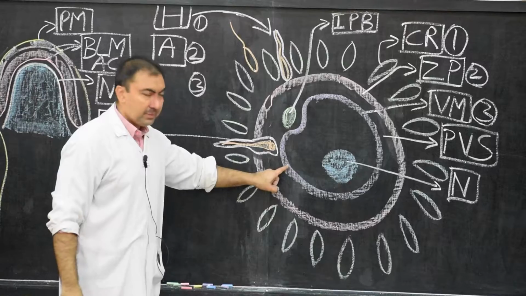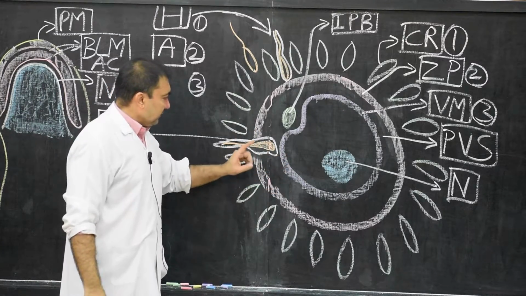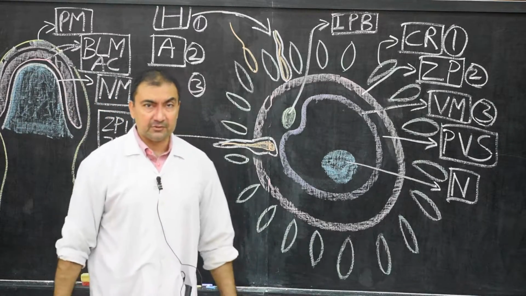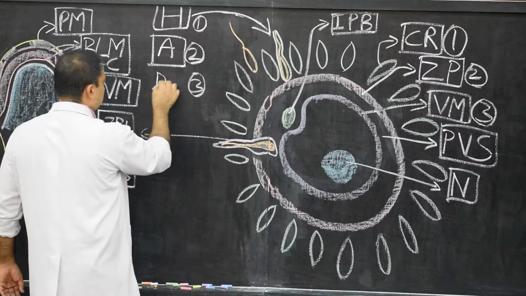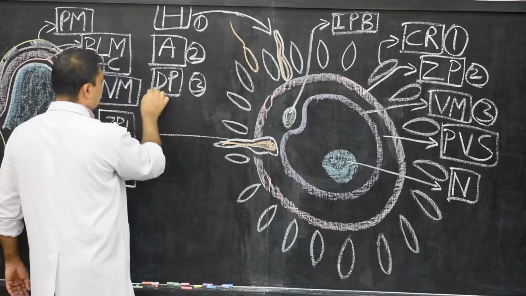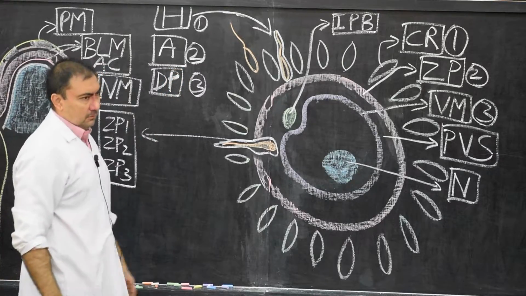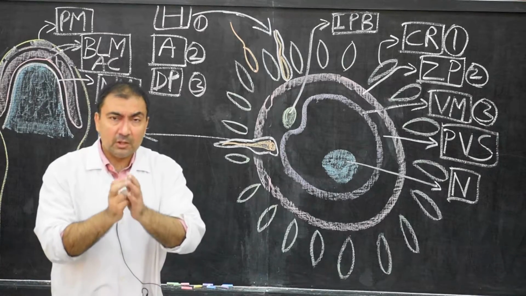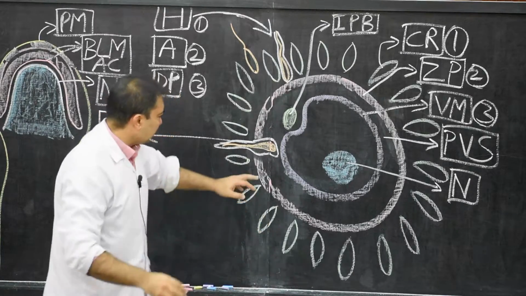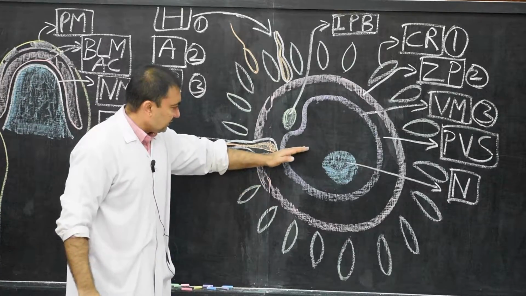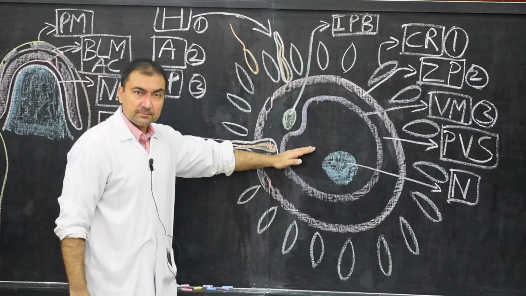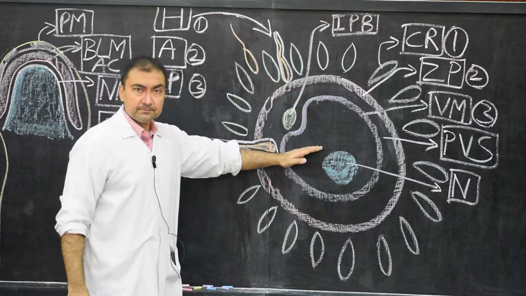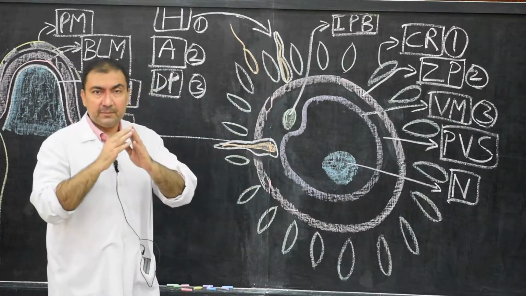In order to perforate the third barrier, that is the vitelline membrane, there are two disintegrin peptides present on the head of the spermatozoon. These disintegrin peptides will digest or create a space in the vitelline membrane so that the spermatozoon can cross the third barrier. After the spermatozoon crosses the third barrier and enters the cytoplasm of the oocyte, the vitelline membrane will be closed once again.